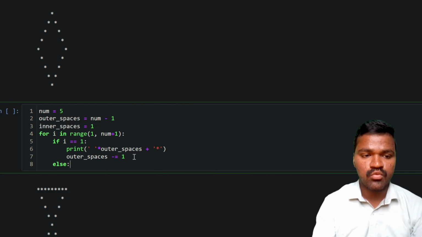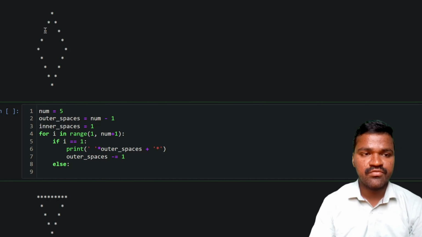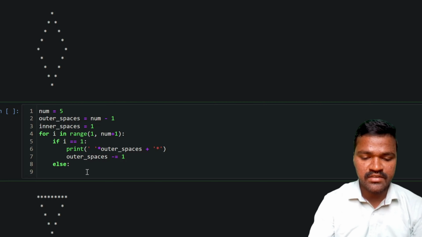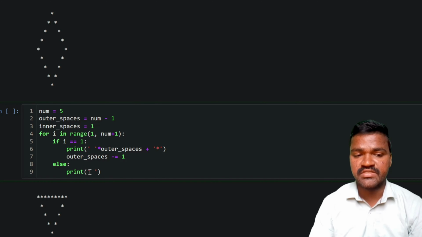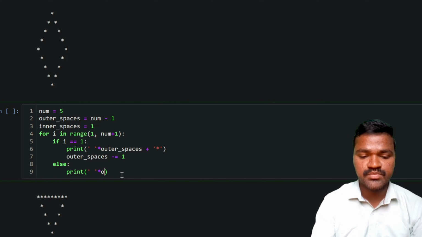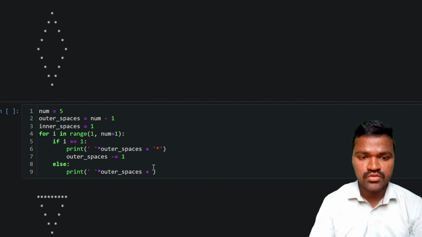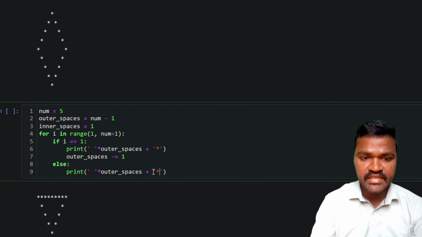So in the else part, if you carefully see here, we have all the patterns having two stars, and before that we have the outer spaces, and in the middle we have inner spaces. So for that, first, what I need to print is the outer spaces. I am using outer spaces, and I am concatenating these outer spaces with a single star here.